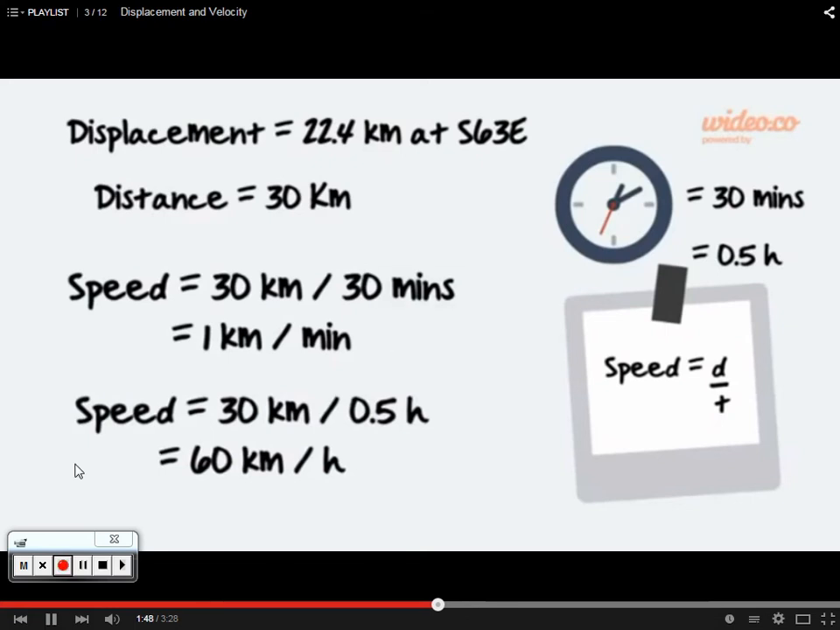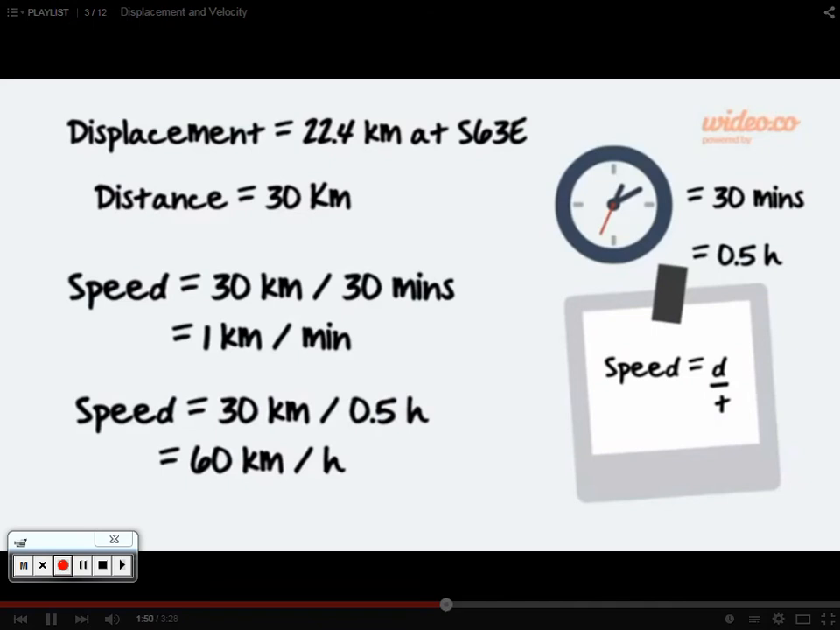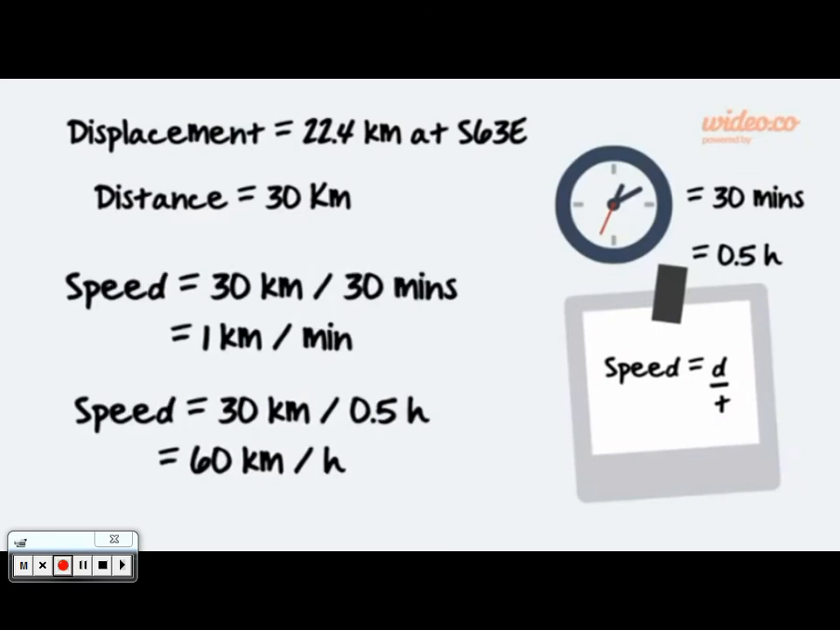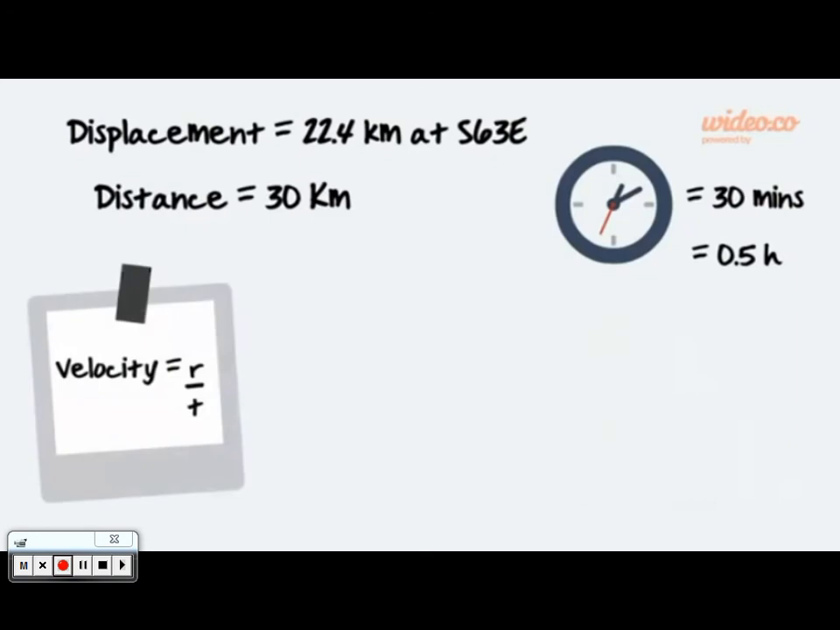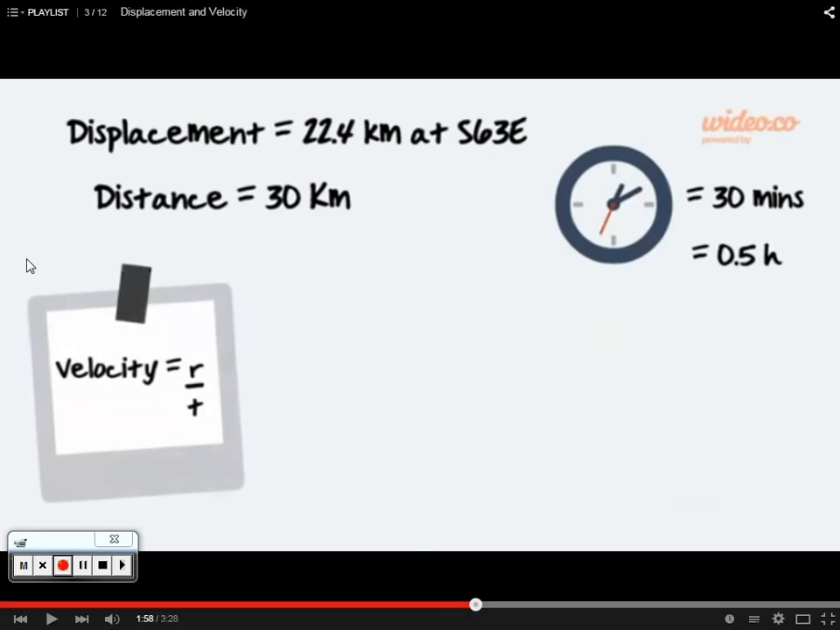Right. Now that's getting the speed. However, if we want to do it with displacement, that means we're going to find velocity. Velocity is the change of displacement over time.